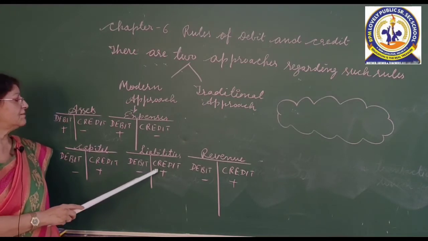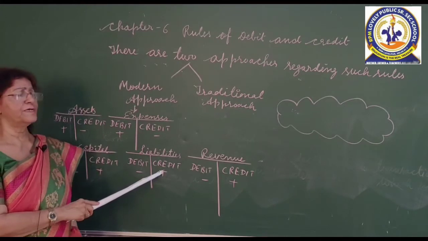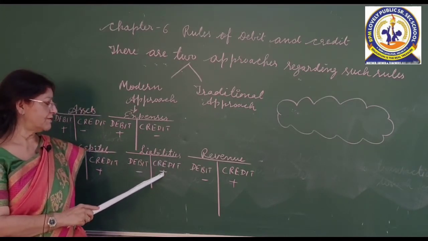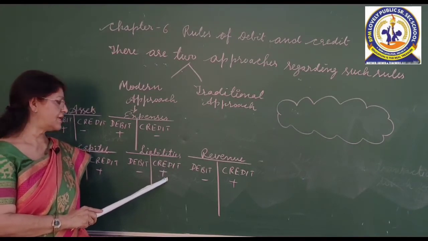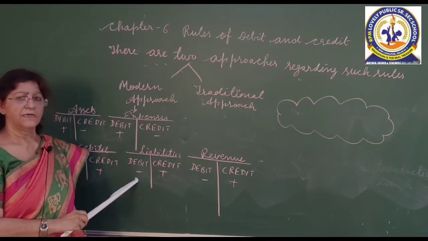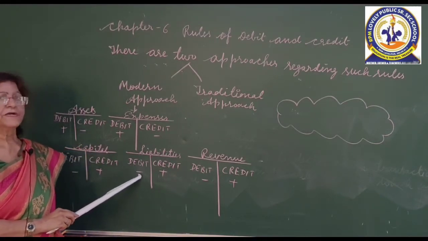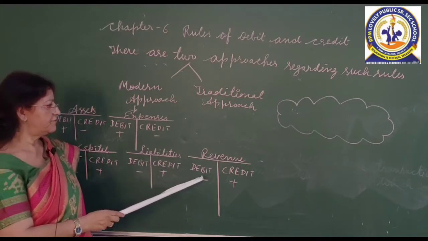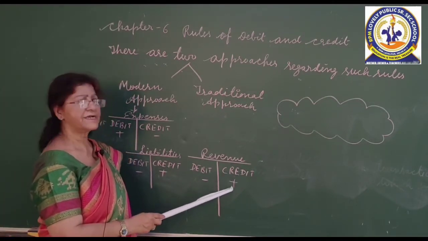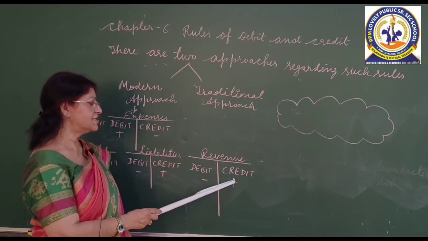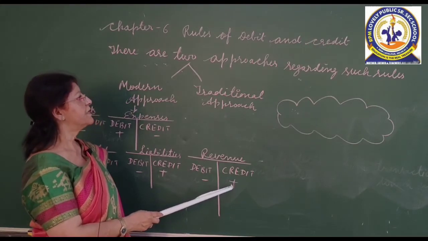Similarly, liabilities, creditors. We have purchased goods from Mr. Ram for rupees 1 lakh. Our liability has increased by rupees 1 lakh, that will be shown on the credit side. If we pay rupees 80,000 to our creditor, that will be shown on the debit side. Now revenue: sales, interest received, rent received, all income have credit balance. If there is an increase in the value of revenue or income, that will be shown on the credit side.